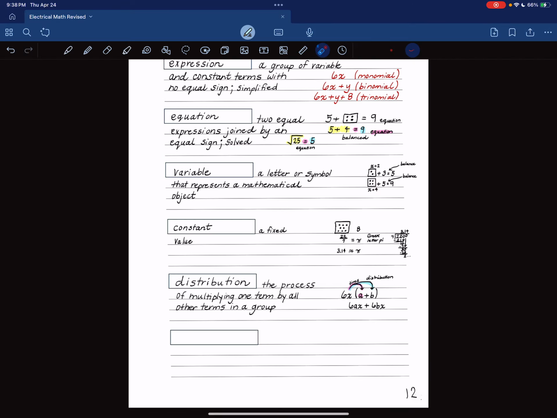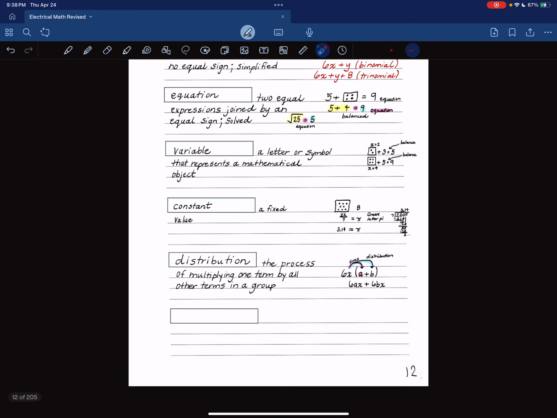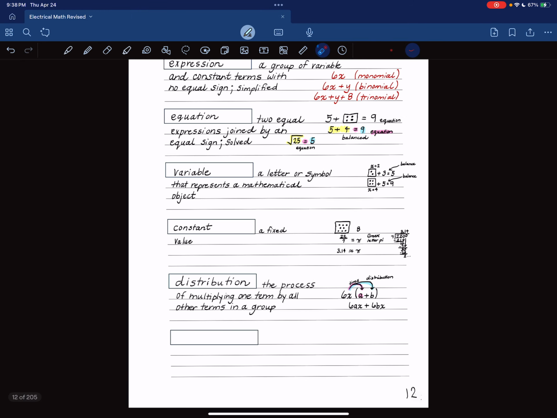And that's the end of the algebra terms. So I'm going to stop this video, and I'll see you in the next video. We'll fill in this last blank and then move on to the next page.